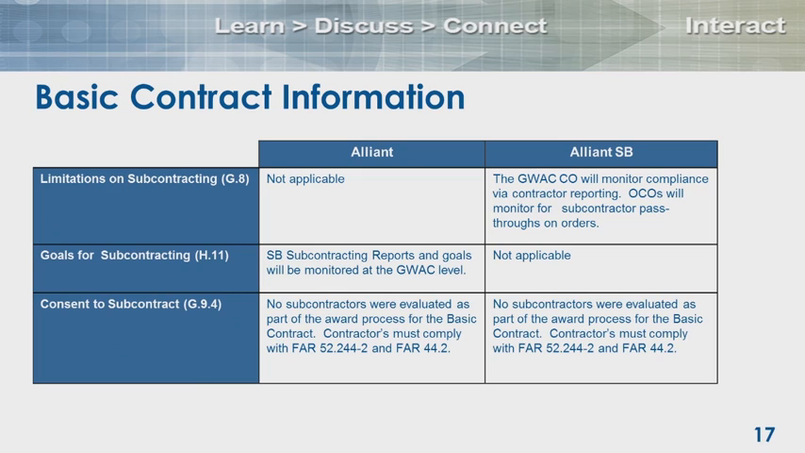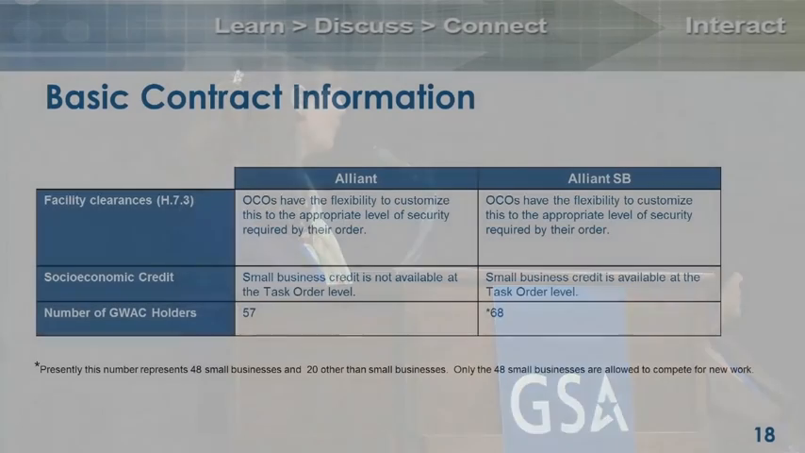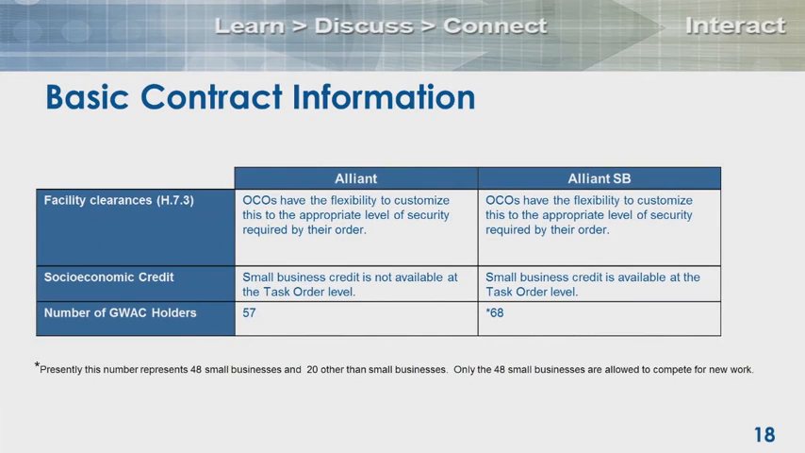Consent to subcontract. Keep in mind that at the time of award, we did not evaluate subcontractors. So if you do have subcontractors performing the work, during source selection you must evaluate the subcontractor and assess the risk, okay? Facility clearances under Alliant are top secret, and under Alliant Small Business, secret. However, you can customize the higher level clearance that you require for the contract to perform the work.